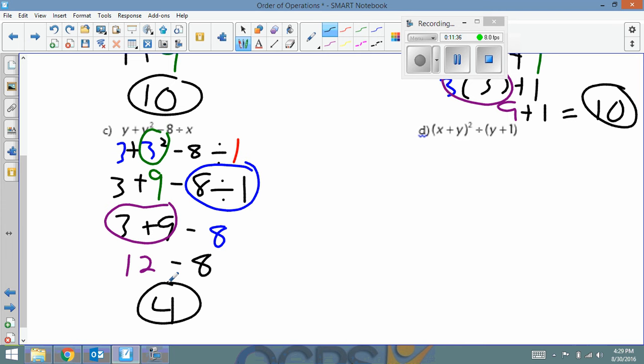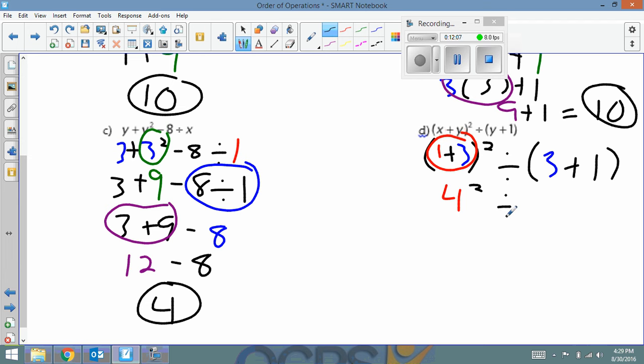And then on part D, if we look here, remember, every time we have an x, we replace it with 1. Every time we have a y, we replace it with the number 3. So let me do that real fast. Okay, and we do have parentheses, so we got to do this first. So 3 plus 1 gives us a 4 there.